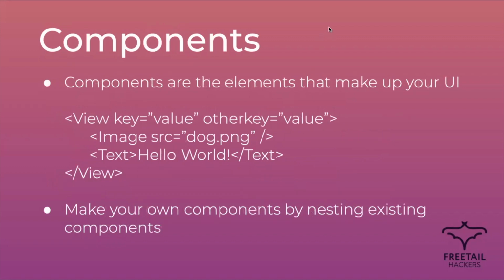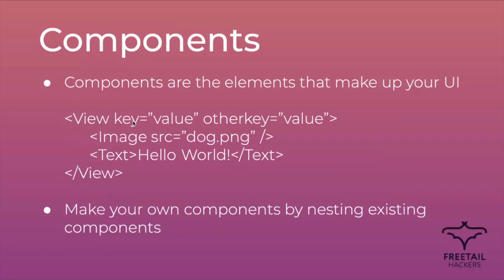The central building block of React is called components. These are the elements that make up your UI. If you're familiar with HTML, components are basically like elements. As you see in this example with the view, image, and text, you can think of everything in angle brackets as a component. A view is a component, image, text, those are built-in components that are given to us. So if you're familiar with HTML, this will be really similar to you.